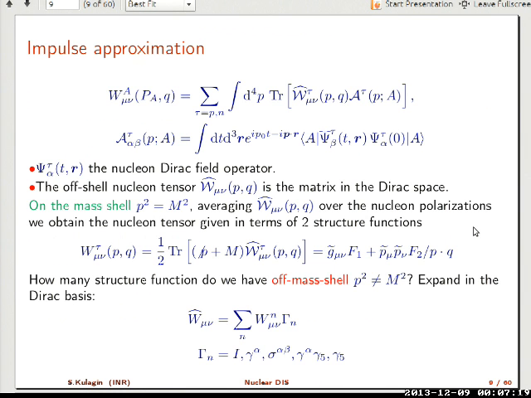M in that case is nucleon mass? Yeah, thank you for the comment. M is a nucleon mass. Thank you.